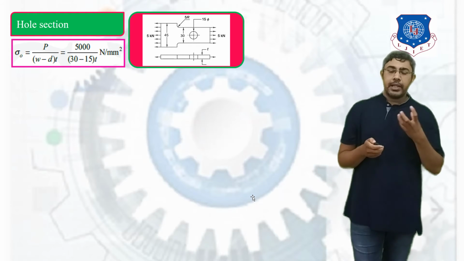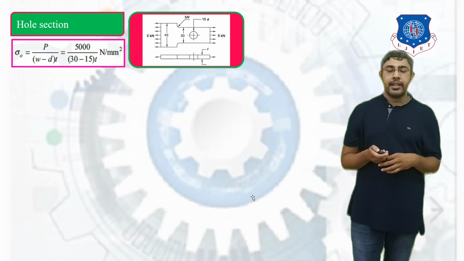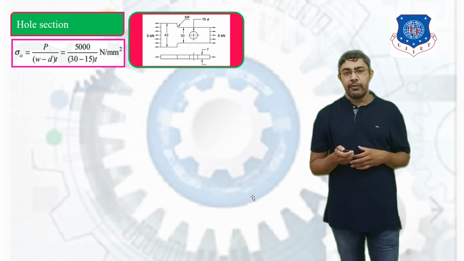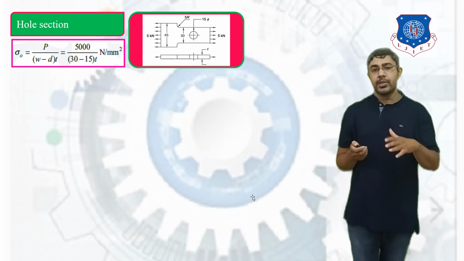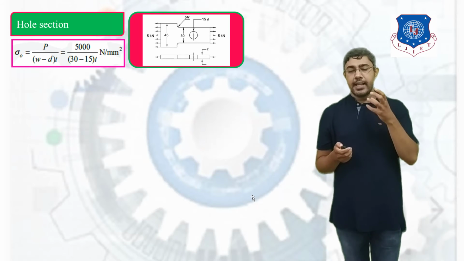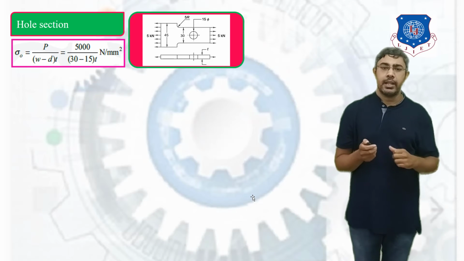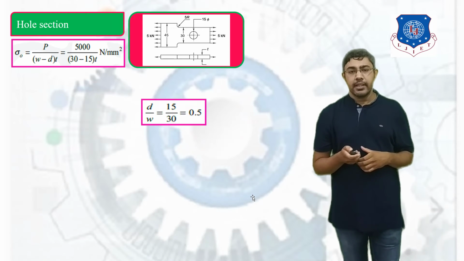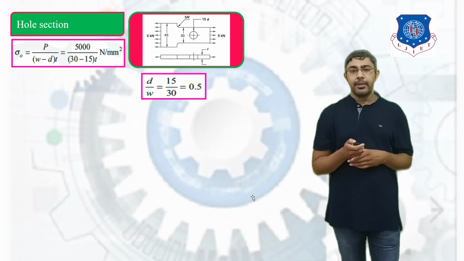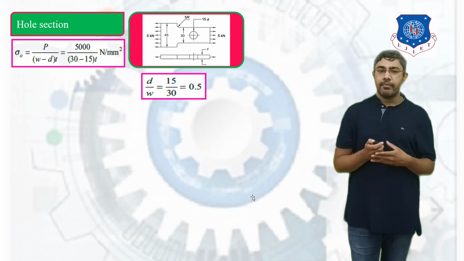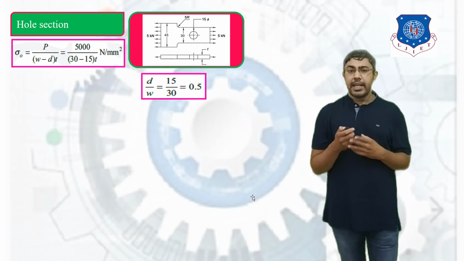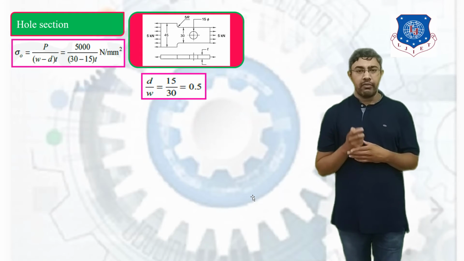Now we have to calculate the stress concentration factor at the wall section. To calculate it, we have to use the stress concentration chart for the plate with a central hole subjected to tensile load, and for that we first need to calculate the small d by W ratio. In our configuration, d is equal to 15 mm and W is equal to 30 mm. So the small d by W ratio we get is 0.5.